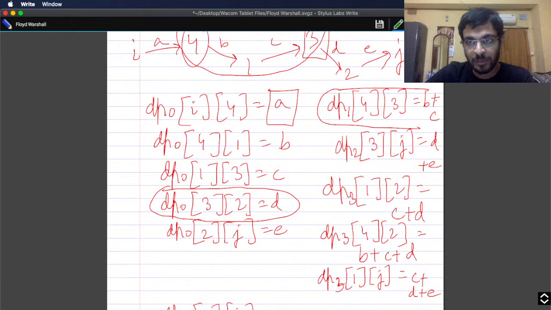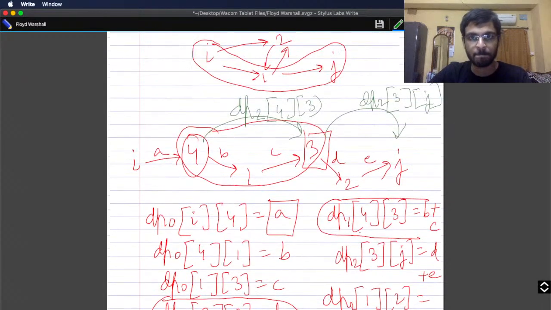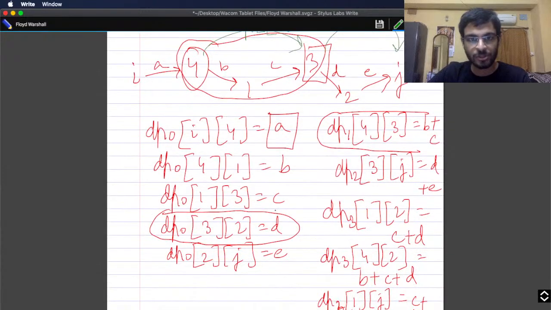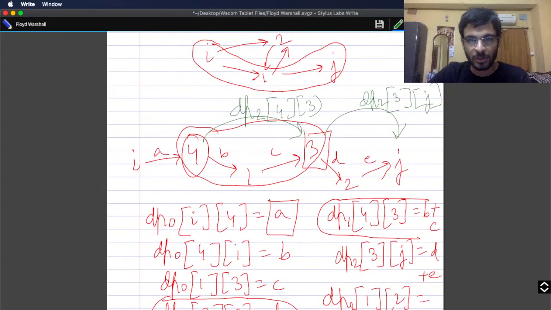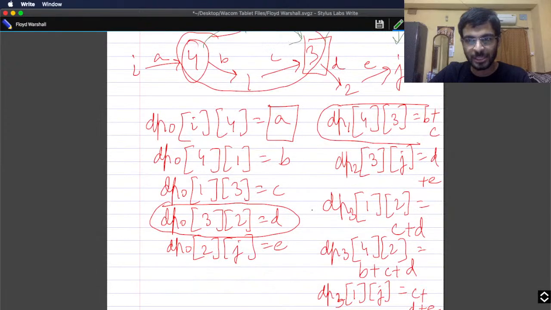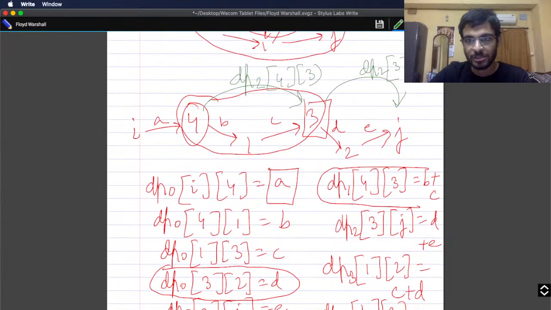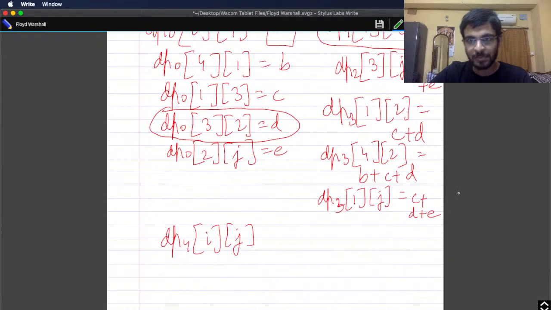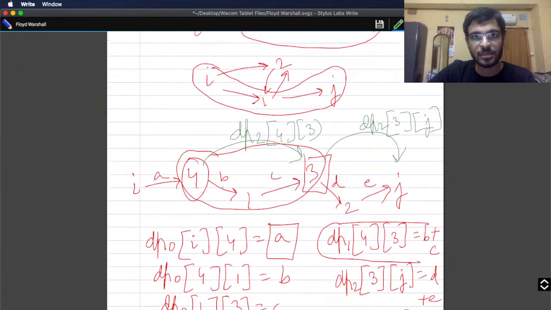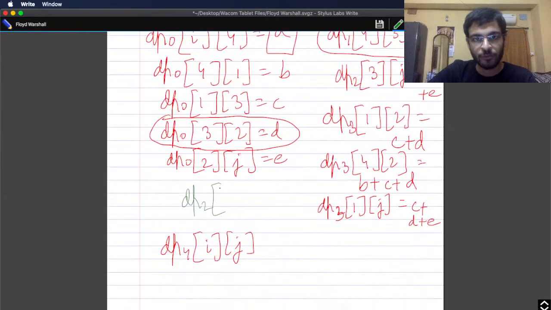4 to 3 is B plus C, and 3 to j, what is 3 to j? 3 to j is going to use 2 as the intermediary node. 3 to j is D plus E. So you'll have B plus C plus D plus E. So you'll have dp2, I think it was 4 to j. 4 to j is B plus C plus D plus E. Okay.